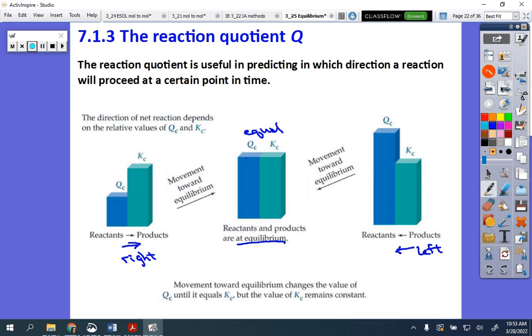If Qc is bigger than Kc, then the reaction is going to go to the left. We're going to start making more reactants so that we can get to the equilibrium where our concentrations are constant. So you may be given a K, given the means to calculate Q, and asked, what direction is this reaction going to go? The left or the right? Or towards the products or towards the reactants?